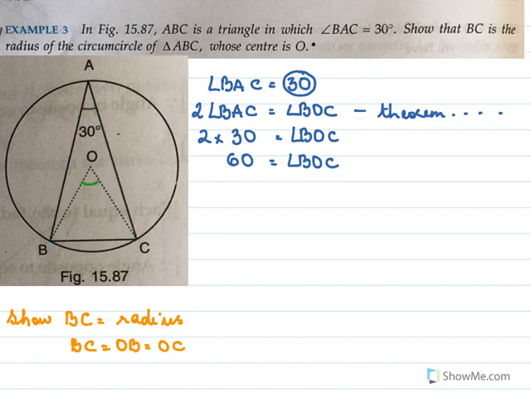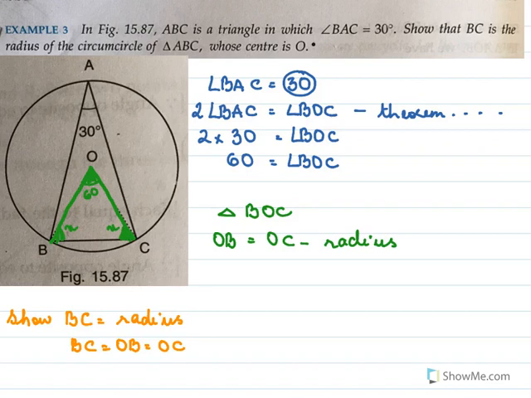Now earlier we found that angle BOC is 60. So let's take up triangle BOC. In triangle BOC, we have side OB equal to side OC because they are radii of the circle. If sides are equal, the opposite angles are equal. So these two angles, I will call them X and X. So I have angle OBC equal to angle OCB.